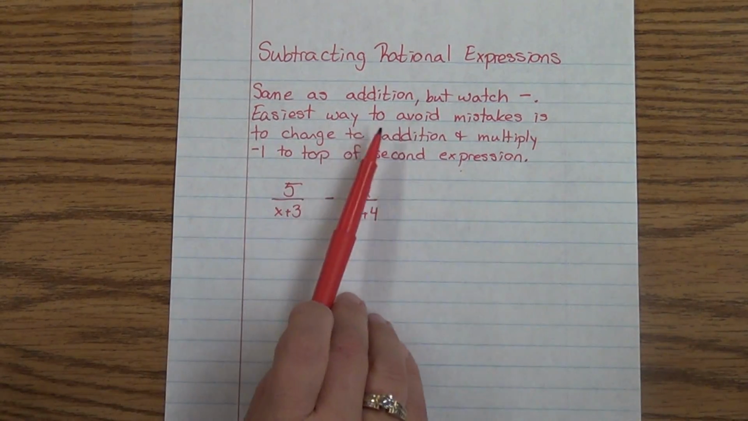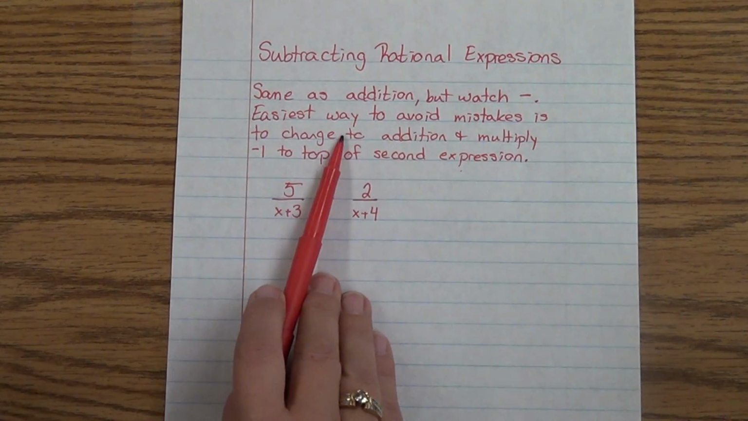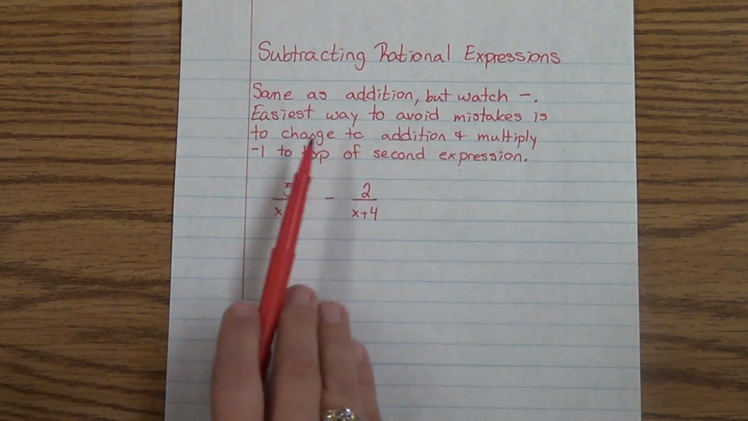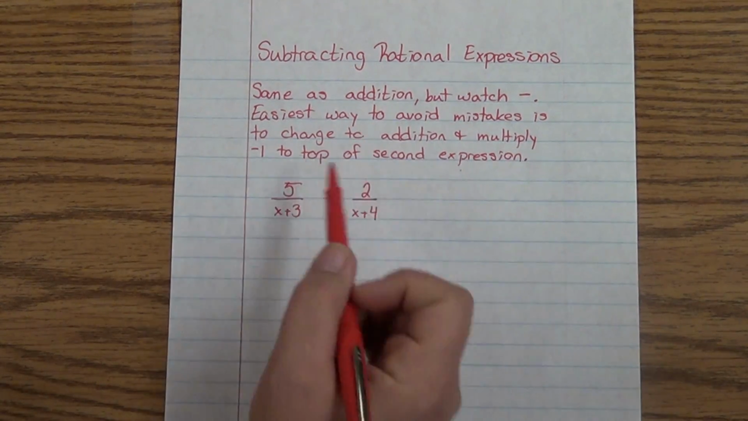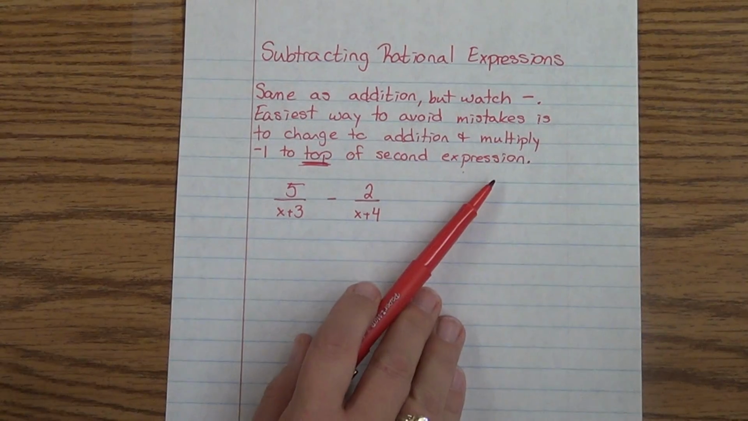The easiest way to avoid mistakes is to change the subtraction to addition and then multiply a -1 to the top, not the denominator, only the numerator of the second expression.